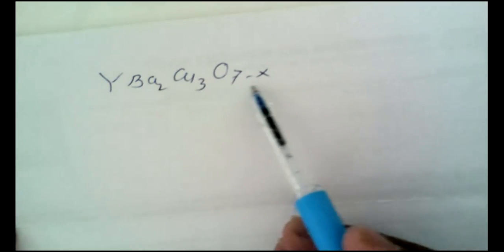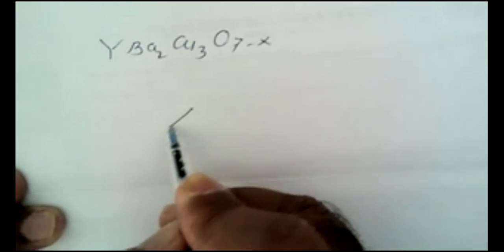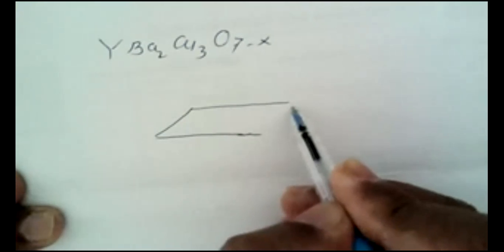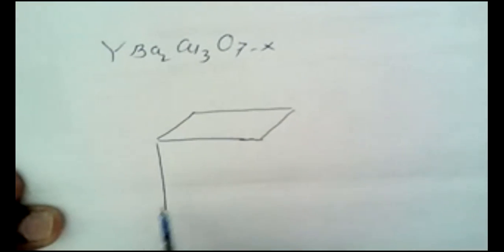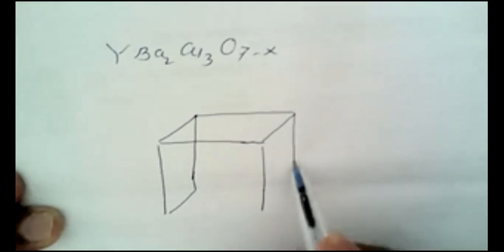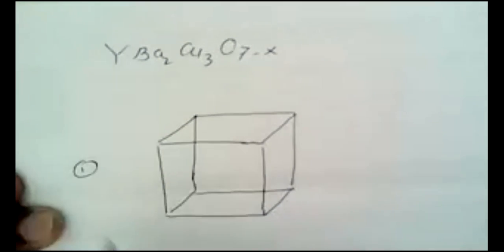The structure of YBa2Cu3O7-x: there are oxygen atoms missing from the crystal lattice, and hence I have written 7 minus x. First of all, you have to draw a perfect cube like this. This is a cube. This is cube number 1.